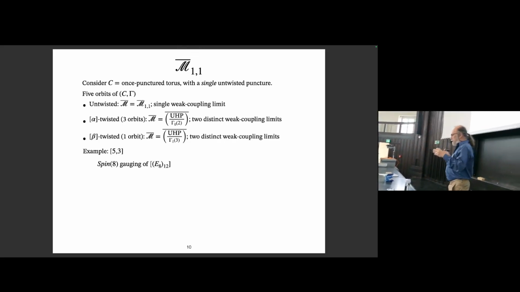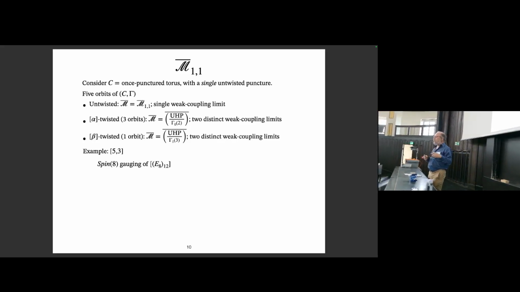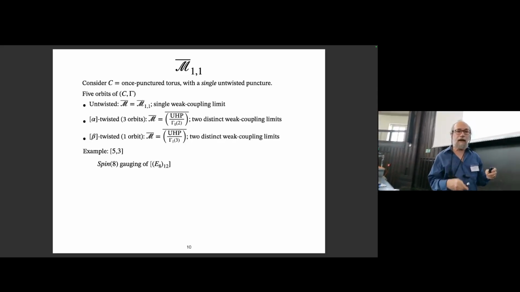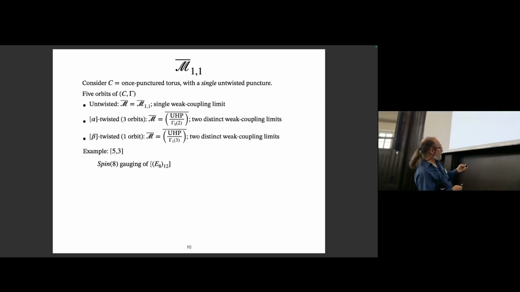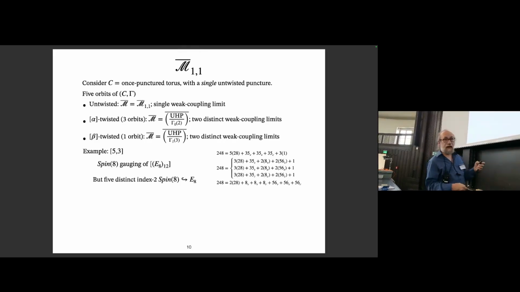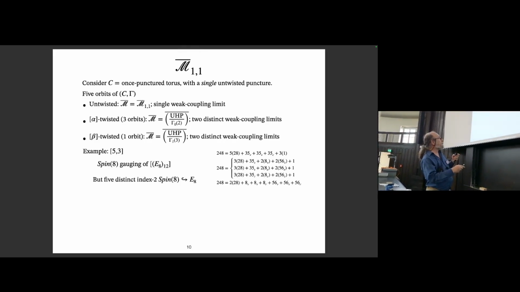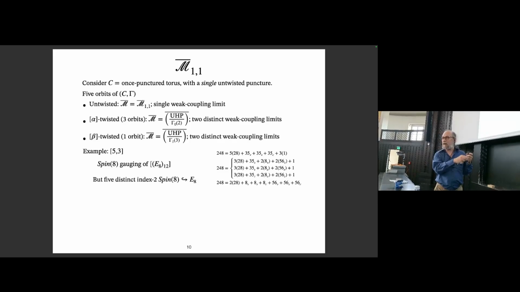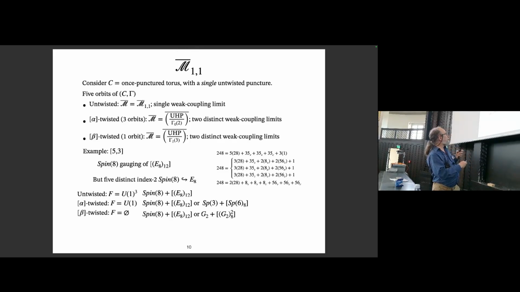If you spend any time in the subject, you know that's some kind of spinate gauging of the E8 rank 1 Minahan-Nemeshansky theory. But in fact, there are 5 distinct index 2 spinate subgroups of E8, and I've listed the decomposition of the adjoint here. In the untwisted case, the first one here, the unbroken group has a U1 cubed flavor symmetry.